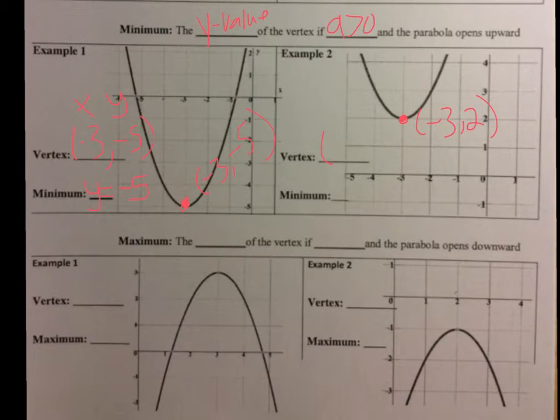So write that at the vertex blank, -3, 2. Again, your first value will be x, and the second value will be y. And the minimum value will be the y value from your vertex. So the minimum value will be y is equal to +2. Alright, if you have any questions, write them down and I'll answer them on Friday.